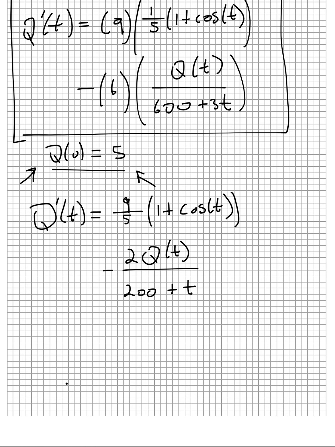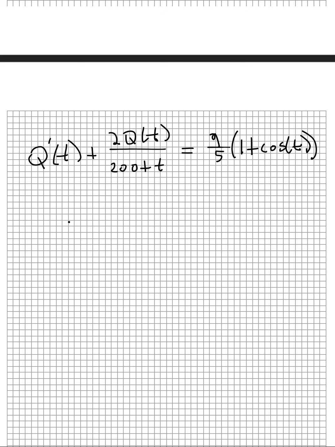So to solve this, we get this into a linear differential equation form, and you will do the same in your final. You move all the q terms to one side and all the non-q terms to the other side. So you get q prime of t plus 2 times q of t, all divided by 200 plus t. Notice we're using the simplified version here. And this is going to equal 9/5 times 1 plus cosine of t. So that's the setup.